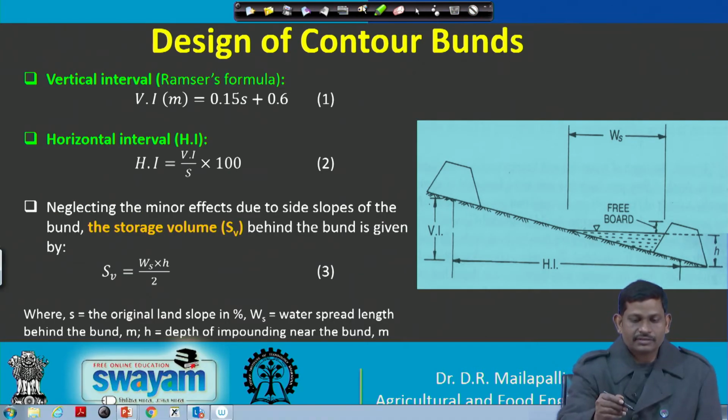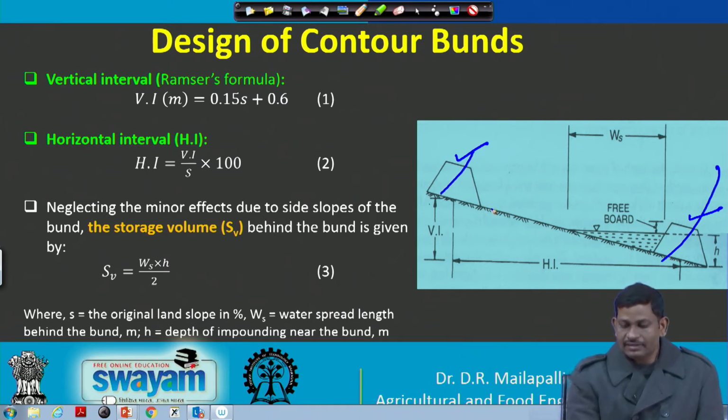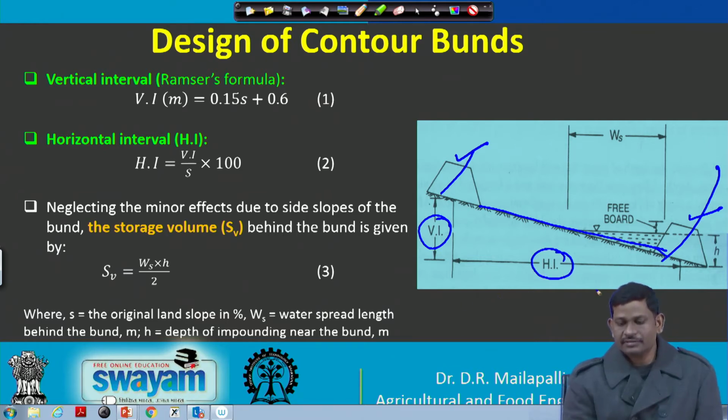So, the contour bunds are basically, there is a vertical interval. If you see, these are two bunds, bund 1, bund 2, which are constructed along the contour. This is contour 1 and contour 2, and this is the land between the two bunds, and this is a vertical interval. The vertical distance between the two bunds is the vertical interval, and the distance between the two bunds is the horizontal interval. So, the horizontal distance is horizontal interval.